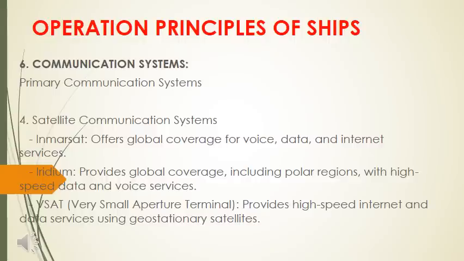Number 4, satellite communication systems. The first is Inmarsat, which offers global coverage for voice, data, and internet services. Second, we have the Iridium, which provides global coverage, including polar regions, with high-speed data and voice services. And then we have the VSAT, the very small aperture terminal. This provides high-speed internet and data services using geostationary satellites.